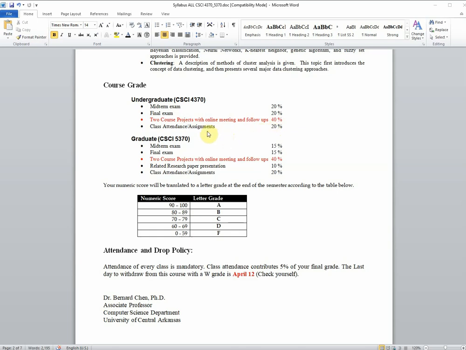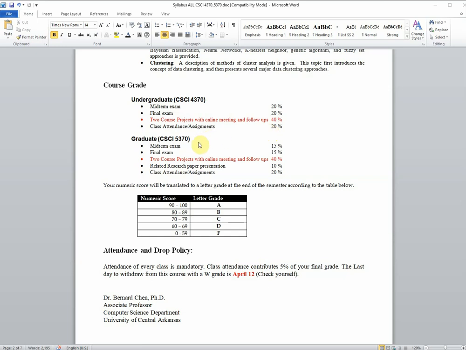Finally, class attendance and assignments will be worth another 20%. I will provide you guys the class videos, and at the end of the video, there will usually be some assignments, and you need to submit those assignments on time to count as attendance, and that is the part worth 20%.